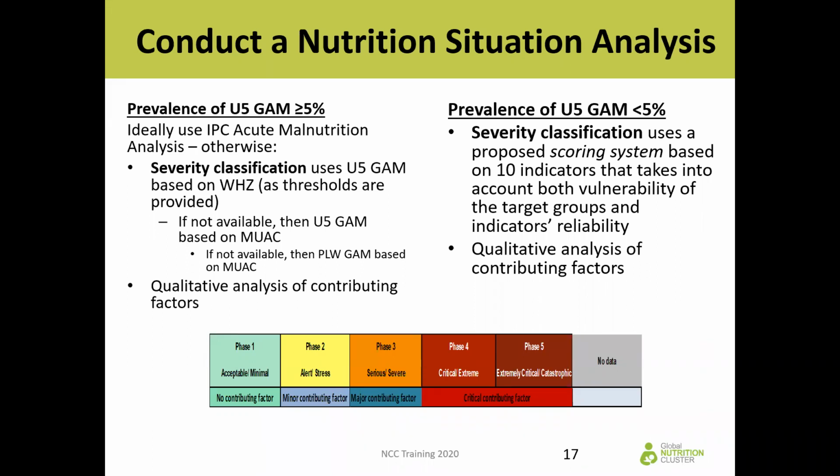In either case, a qualitative analysis of contributing factors should accompany the nutrition situation analysis based on these 4 criteria. So here we're looking at whether it's not a contributing factor, so phase 1, a minor contributing factor, a major contributing factor, so those falling in phase 3, and critical contributing factors, so those in phase 4 and 5. So it's based on a qualitative analysis per indicator that is considered a contributing factor.